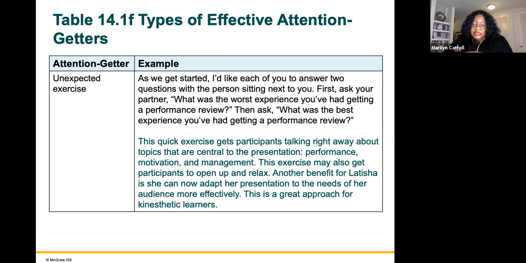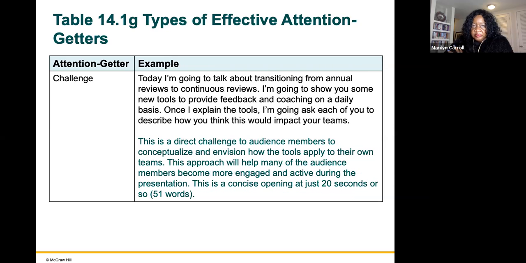So, unexpected exercise, here's another example. Challenge, another example. So take time, read these as you go through, pause your video and read them.